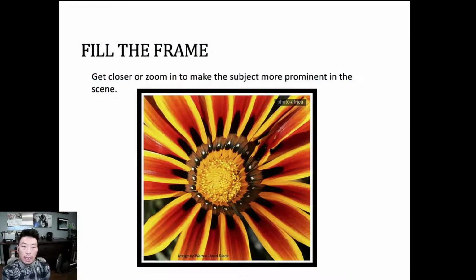The next compositional rule would be something called filling the frame. What this is, is that you fill your entire frame with your subject matter, and there's nothing else really within the frame but that subject matter. In this case, the photographer was able to get close enough, probably with a macro lens, to get focus on this flower that it pretty much covered the entire frame. We don't really see anything else but this flower, hence filling the frame.